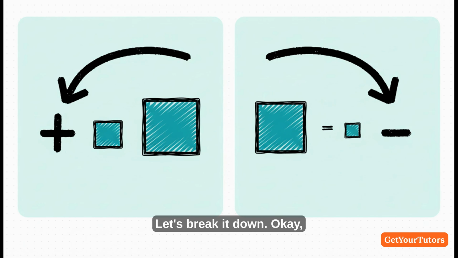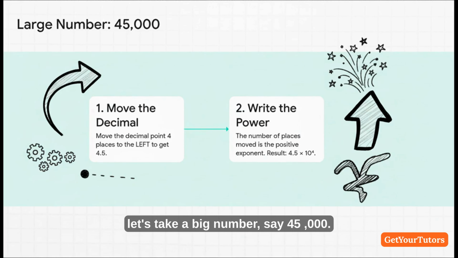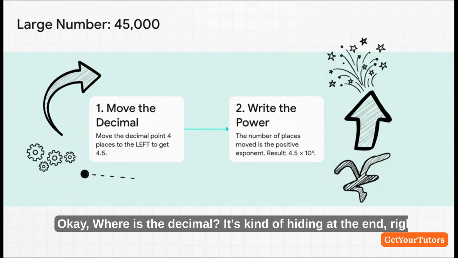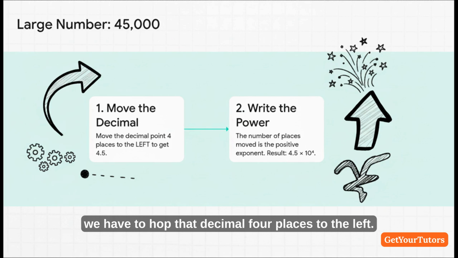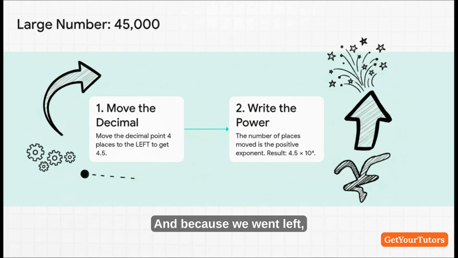Let's break it down. Okay, let's take a big number, say 45,000. Where's the decimal? It's kind of hiding at the end, right? To get our a into that sweet spot, we have to hop that decimal 4 places to the left. And because we went left, our power is a big, happy, positive 4. Boom. 4.5 times 10 to the power of 4.